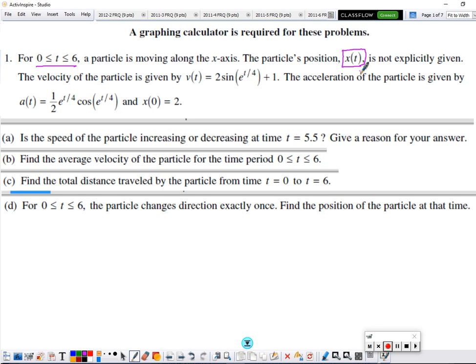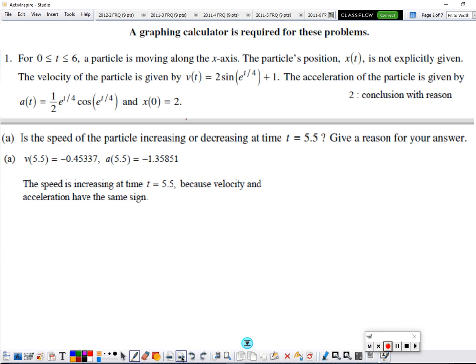The velocity is here, so I would note that on my paper. Please notice, whenever we go through an FRQ, I'm trying to model how you should be thinking as you read the problem, like the pace and everything. The acceleration of the particle is given by this formula, and they say x of 0 equals 2. So I've got all the key information. Questions from anyone? Move on.